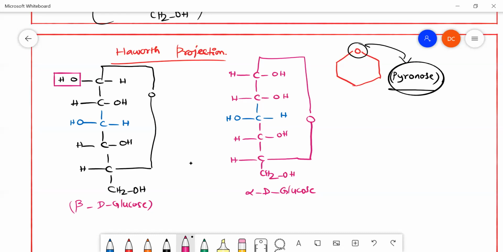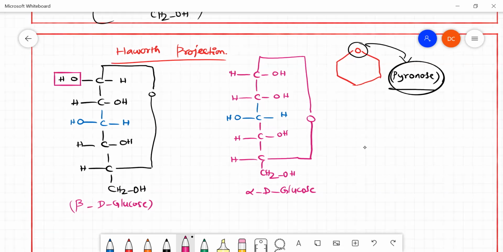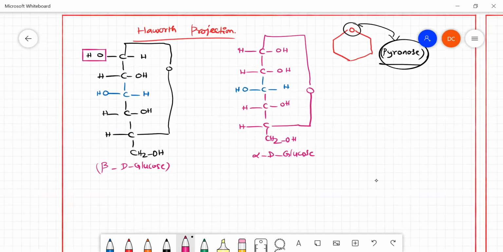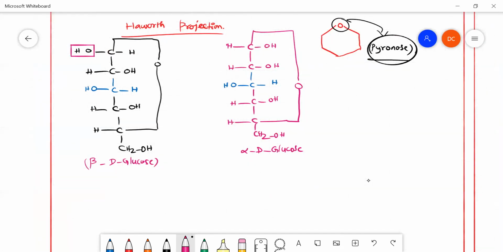How do we convert the structure from Fischer projection to Haworth projection? So we know that glucose exists as a six-membered ring, which means you have to take a hexagon.